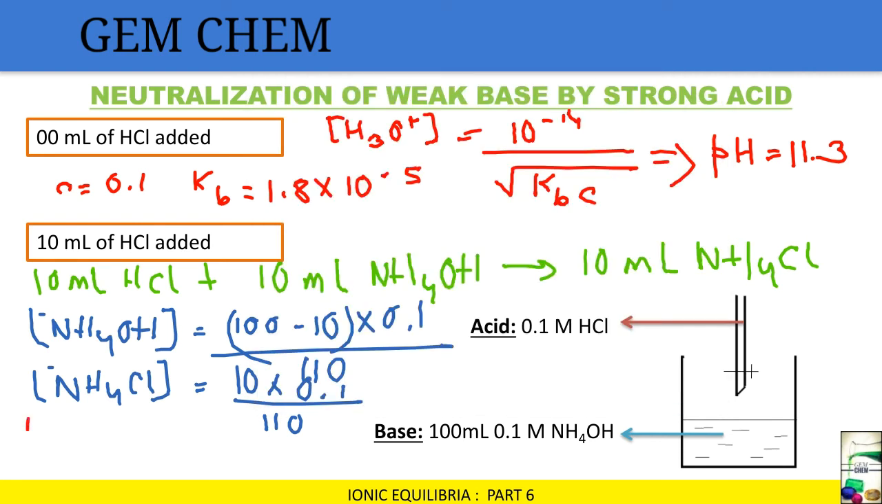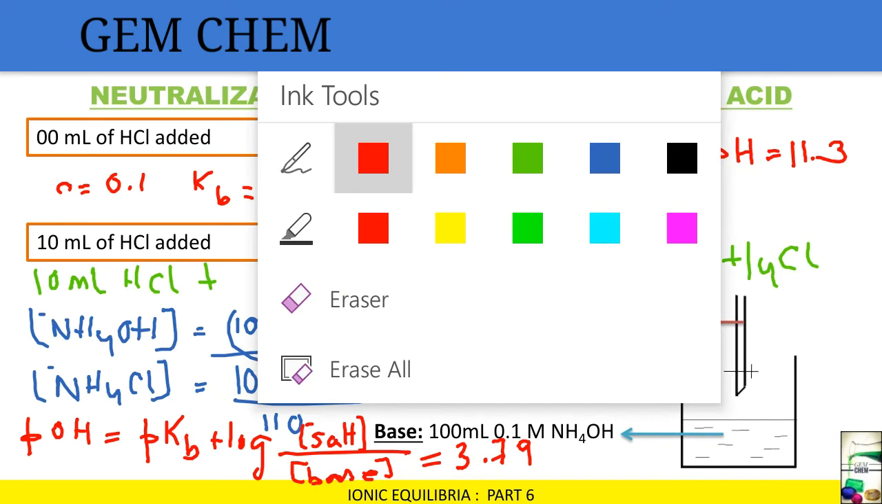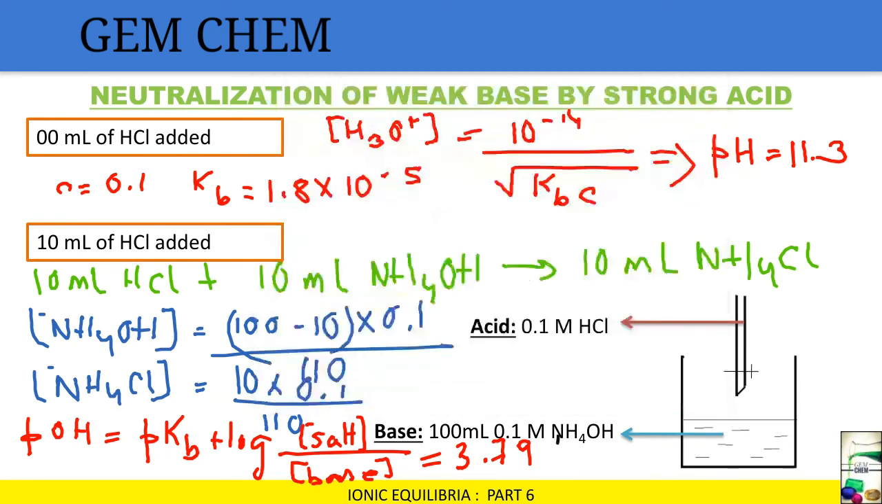Now see, pOH is obtained by this formula, that is pKb plus log of salt by base, and ultimately on substituting these values in this formula, we get pOH as 3.79, and we know from pOH we can obtain the value of pH, so pH comes to be 10.21. Now from the next cases we will see only the concentration, so it is easy.